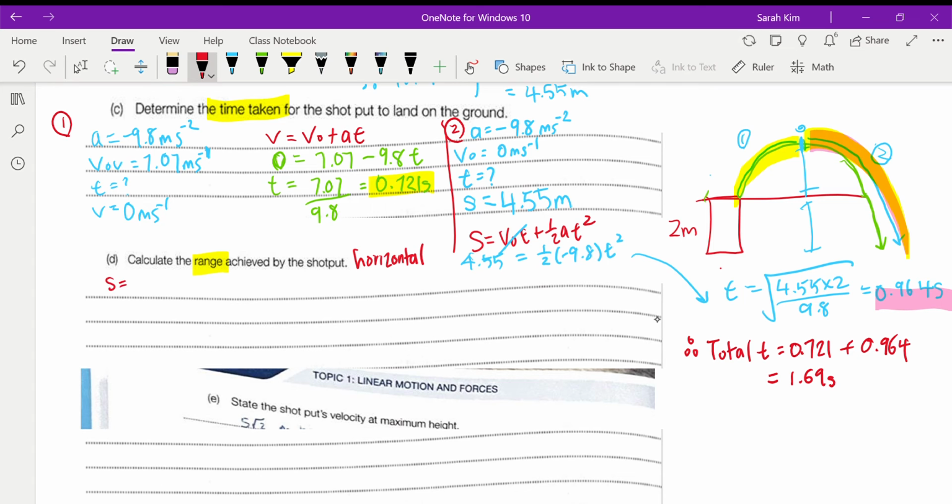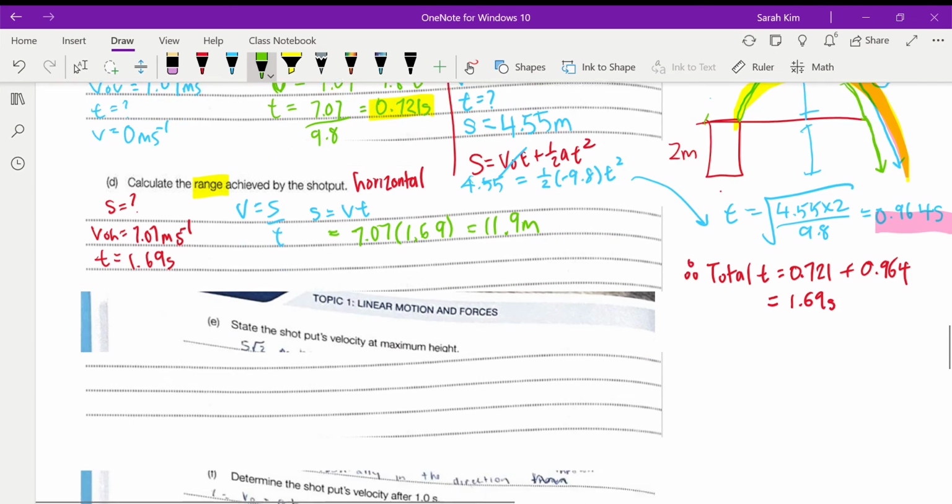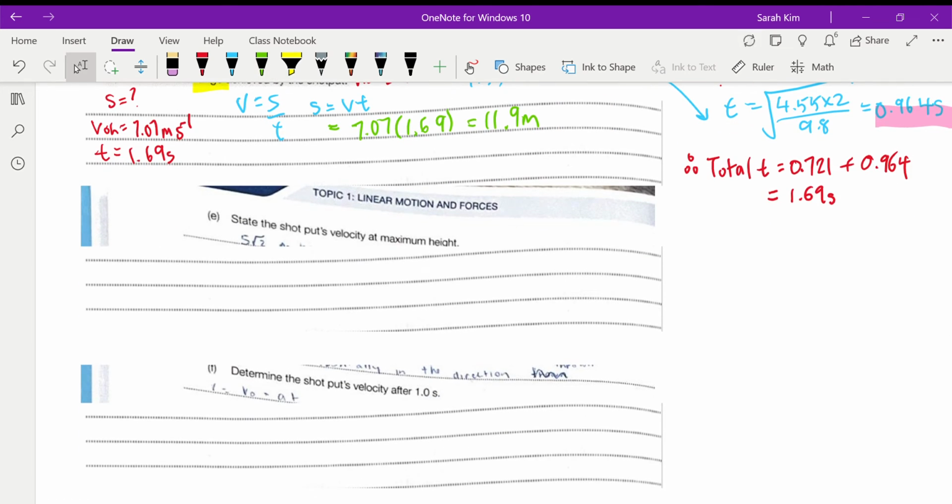Alright, so S is what I'm trying to find. My V horizontal was 7.07. My time taken for the whole thing was 1.69, so I can just use that one. The equation you want to use is V equals S over T, so my S must be VT. So I'll sub those values in. 7.07 times 1.69, which is going to give me 11.9 meters. And that's it.